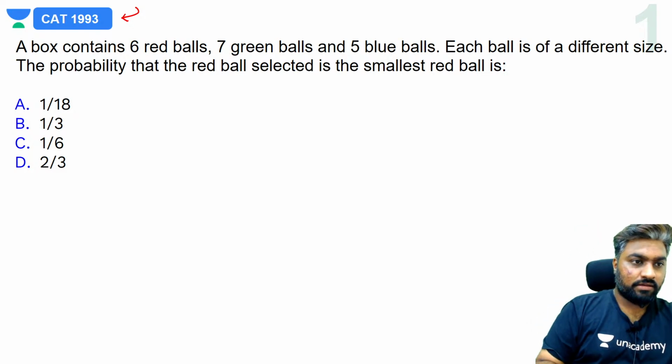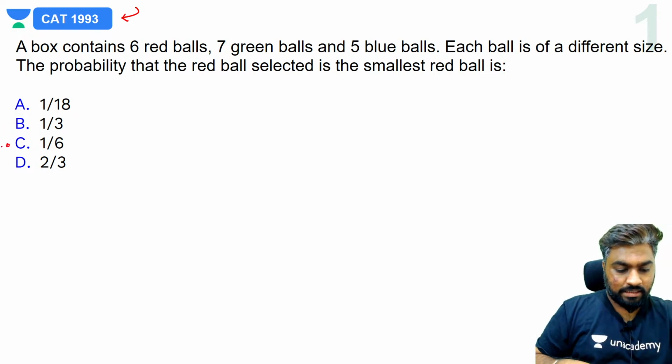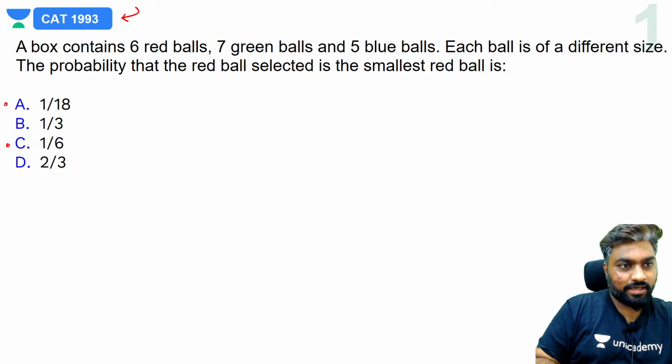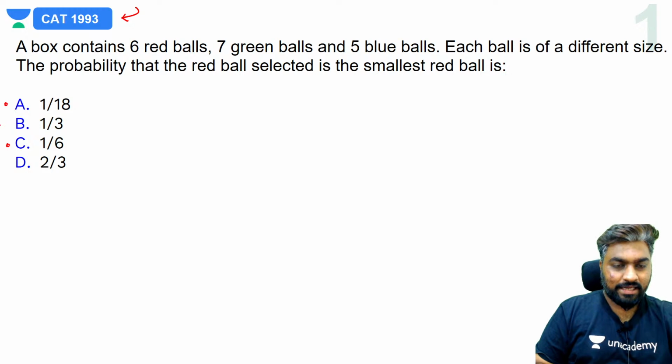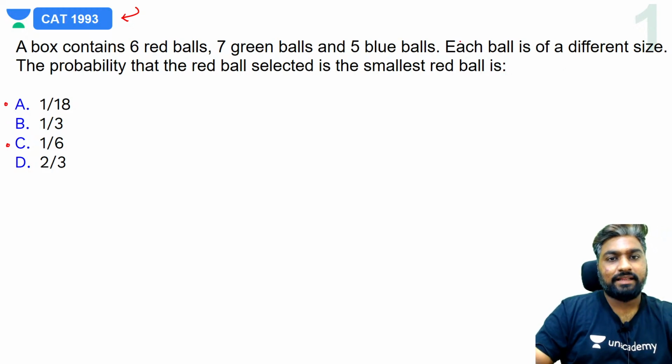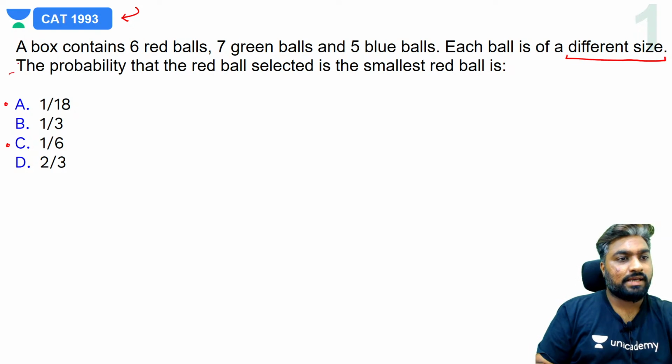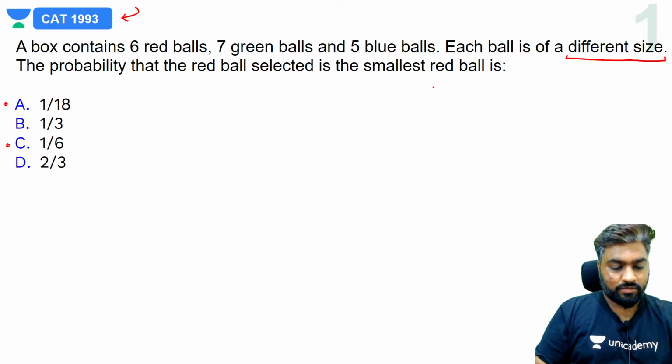Correct, Janvi, very good. So Gaurav says C, very good Gaurav, superb. Gaurav has changed the answer now to A, 1/18. Correct, Janvi. So what's the difference? They're saying that each ball is of a different size. This is not your regular ball selection question. It has a small twist. They're saying each ball is of a different size. So there are no two balls of the same size. So they're asking what is the probability that the red ball selected is the smallest ball? Tushar says C. Others?